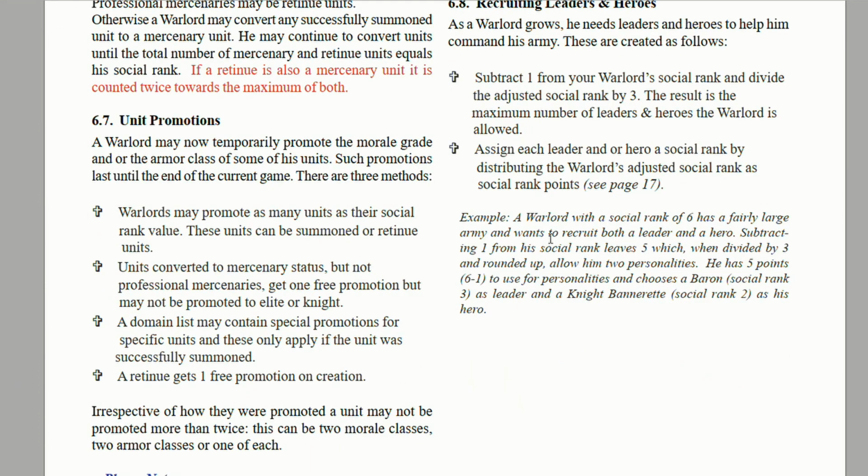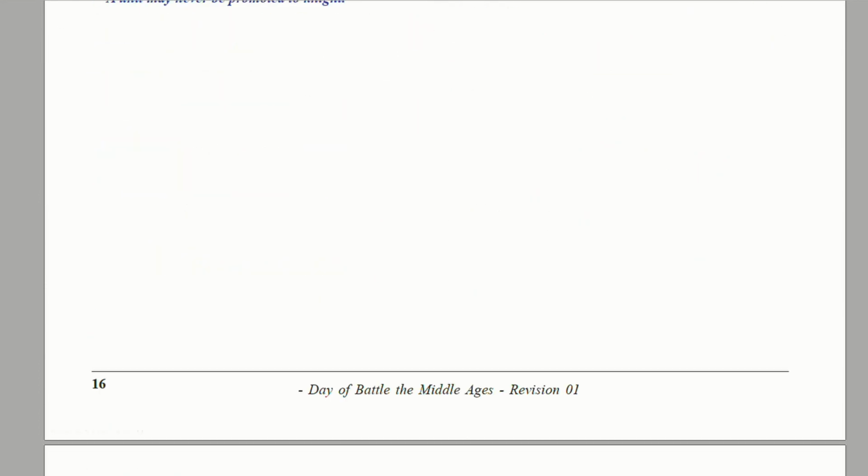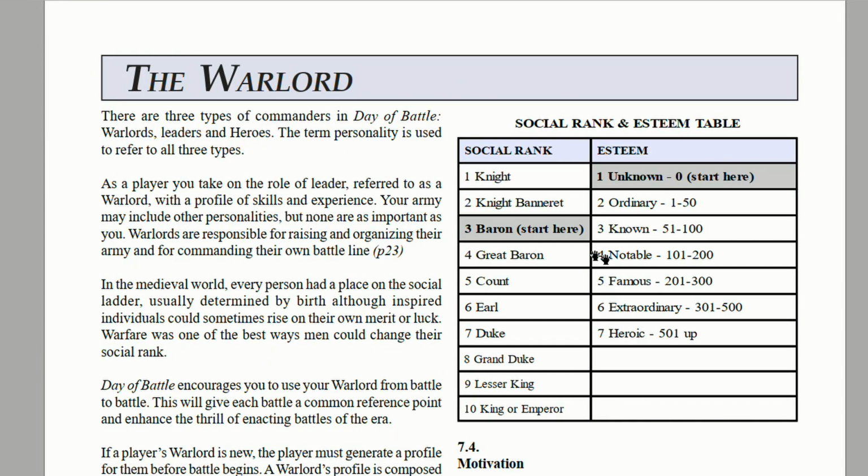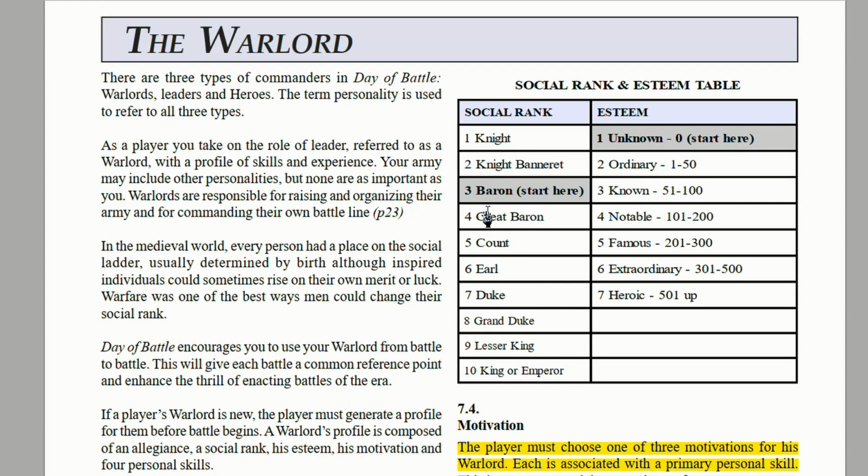Here is recruiting leaders, unit promotions, quite a lot of detail. And here we go to the warlord. I will stop here for a bit. If I can explain this part of the rulebook, it is very close to an RPG. It's actually very innovative. You start as a baron, as you can see here, a baron who is unknown, and by performing actions on the battlefield and winning battles, your esteem will grow regarding the points you get, and then also your social rank will grow and can go up to king.